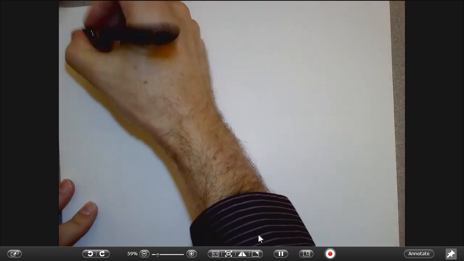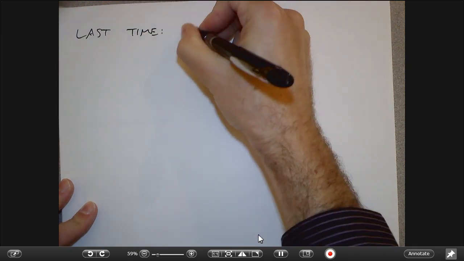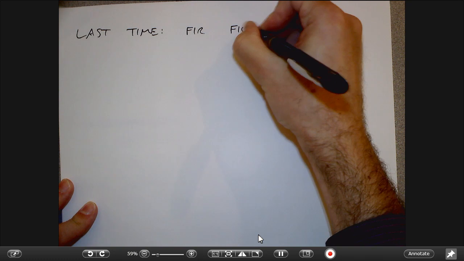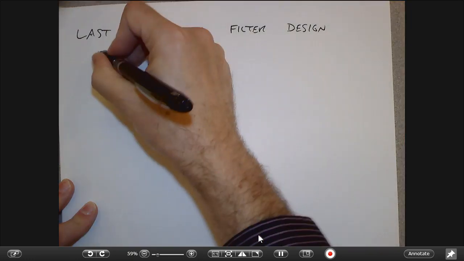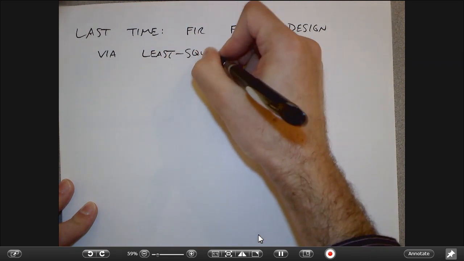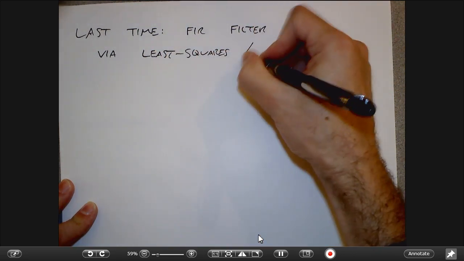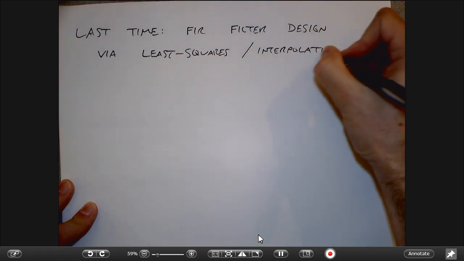So last time we started to talk about how to design FIR filters, finite impulse response filters. Last time we were mostly talking about FIR filter design via what I would call different kinds of least squares, or possibly interpolation techniques, right?